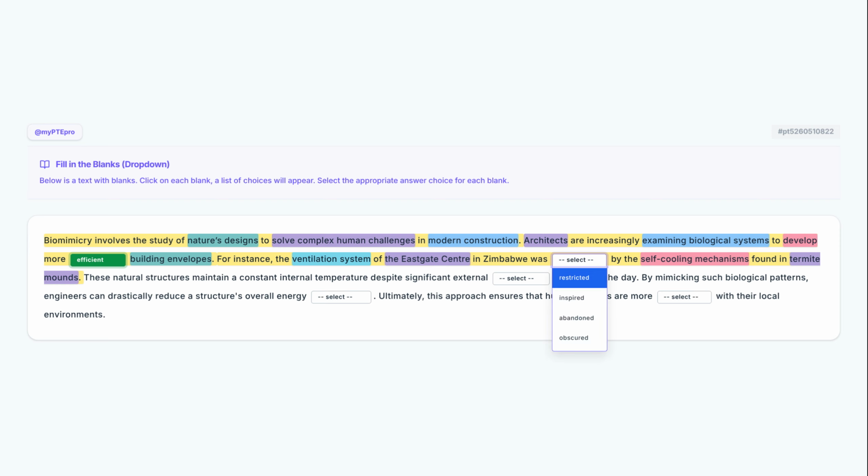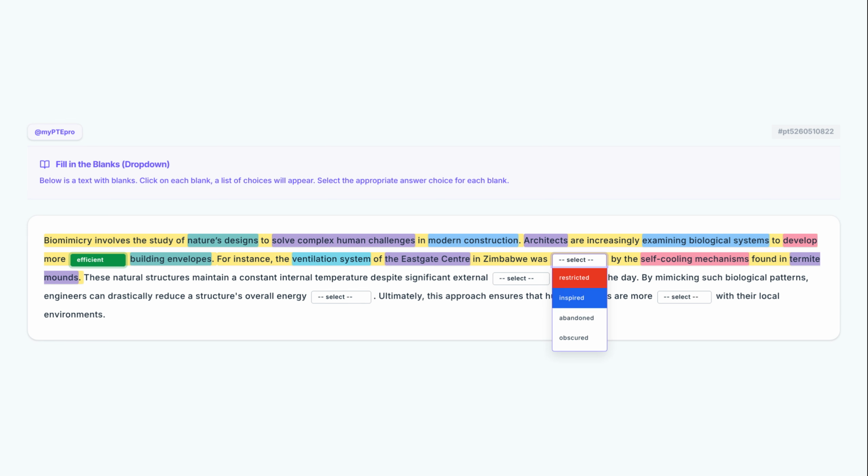Restricted. The word restricted implies that the ventilation system was limited or hindered by the self-cooling mechanisms. This contradicts the positive context of using nature's ingenuity to solve complex human challenges in engineering. This selection is incorrect.